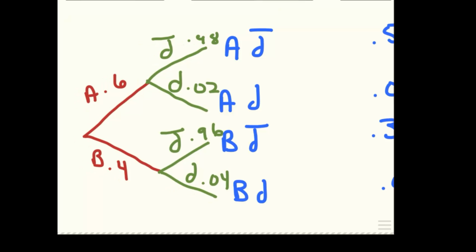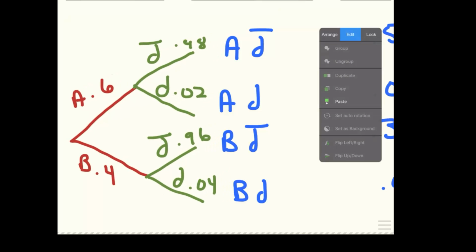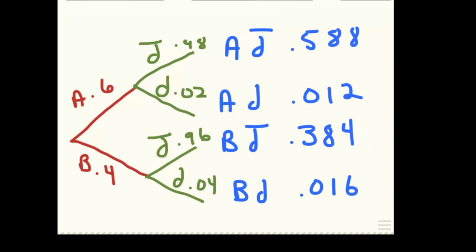Machine A, good and defective. And then for B, follow along B, not defective, and B, defective. So I've got just the probabilities there. Now I can multiply across each branch to get the probability for each one of those. So 0.6 times 0.98 is 0.58 and so on.